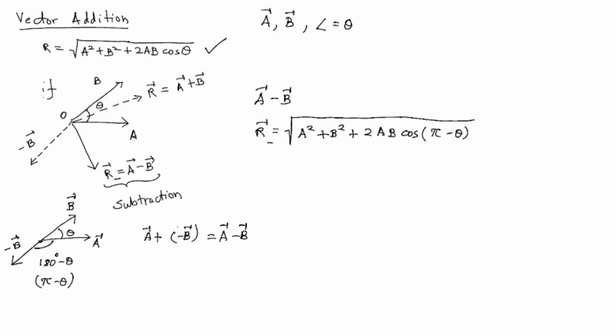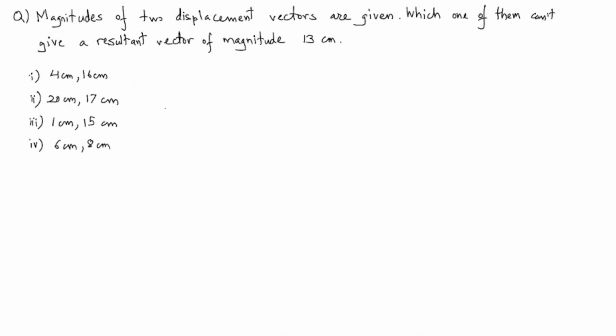Now, let us check a question. Magnitudes of two displacement vectors are given. Which one of them cannot give a resultant vector of magnitude 13 cm? Of these four pairs of displacement vectors mentioned below, which pair cannot provide 13 cm as the resultant?